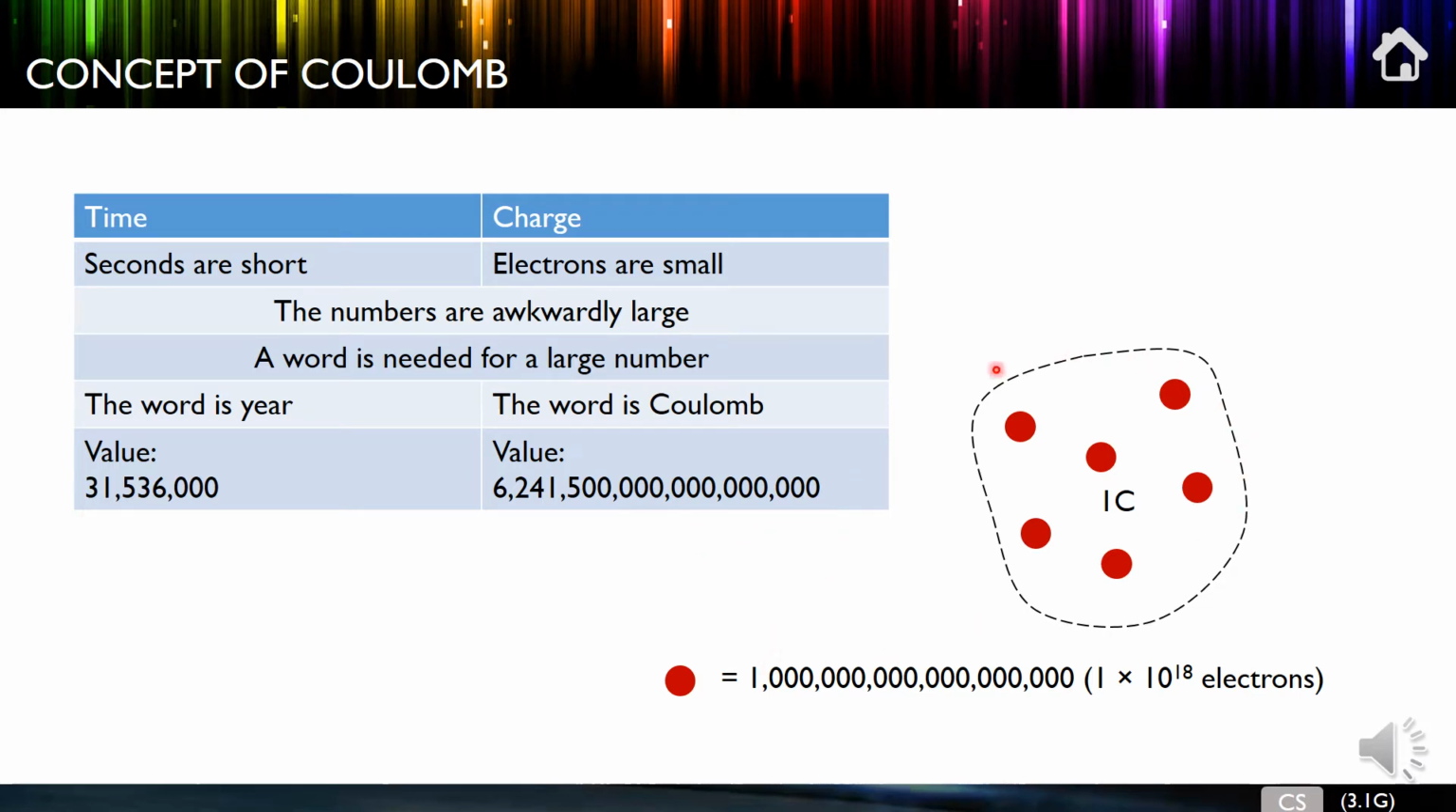So we're representing that here. There's not really a dotted circle around them, obviously, but we are trying to represent them. It's approximately 6 billion billion. Each of these is a billion billion, so we've got these 6 red dots in this envelope to give us the idea of a coulomb.